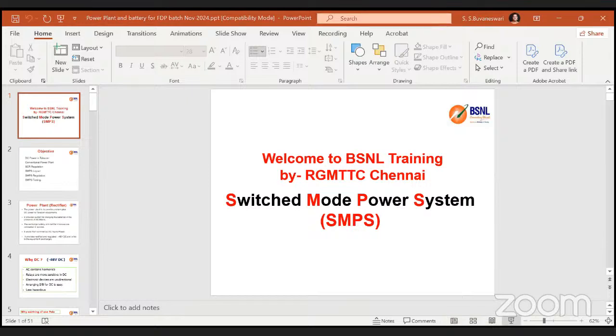Good evening, participants. Today we are going to discuss the topics of SMPS, power plant and battery. These are very basic infrastructures which are available in almost all the telecom nodes. These are the basic building blocks of a telephone exchange. In what way these infrastructures are utilized and how they support the telecommunications part is what we are going to discuss today.